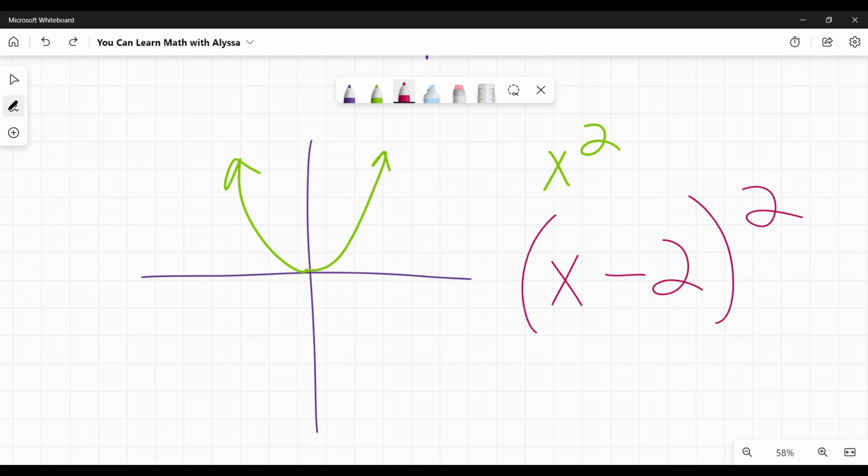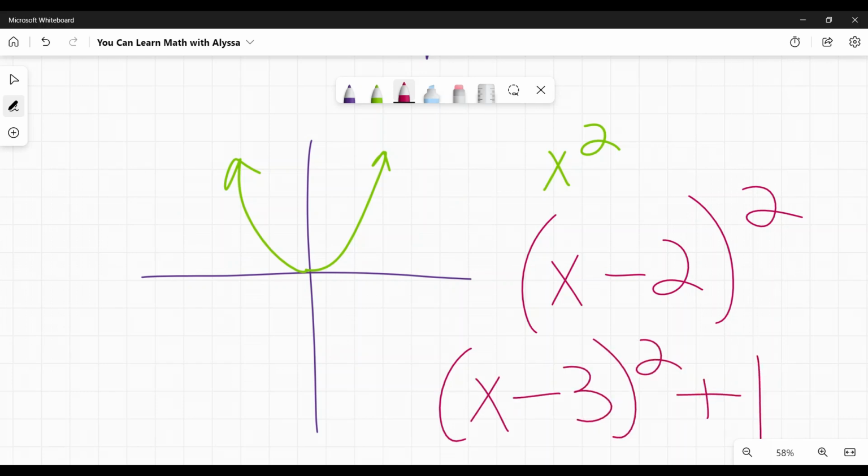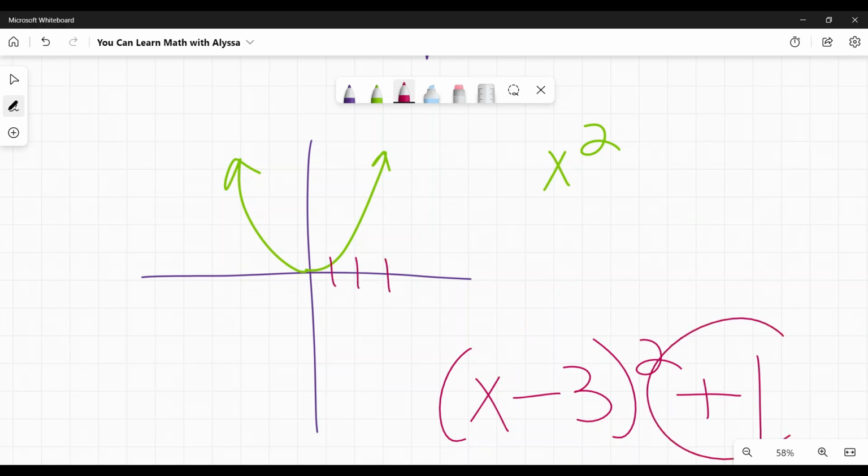So if I had something, let's say it was like x minus 3 squared plus 1, then I would say, oh, okay, this minus 3, it's moving it on the x, and it's going to move it the opposite. So it goes 1, 2, 3 towards the positive x. And then this plus 1, it moves it directly. It's going to move it up 1. So it would be up here. Same graph, it's just moved over.